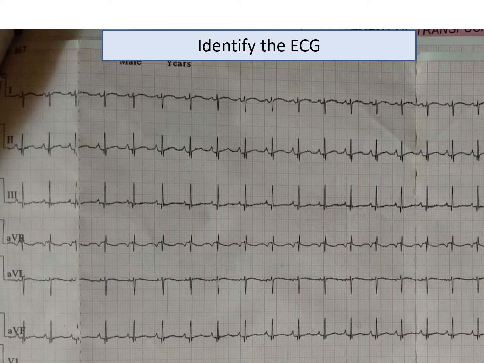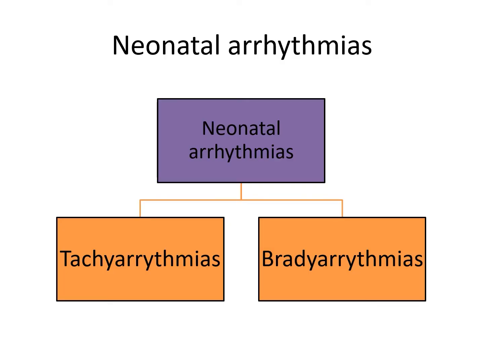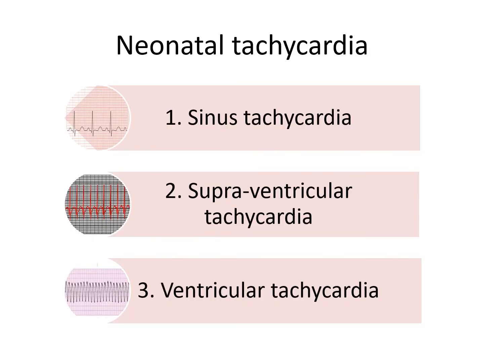After looking at this, we will subsequently move on to the arrhythmias. So broadly, all neonatal arrhythmias can be divided into either tachyarrhythmias or bradyarrhythmias. The topic of discussion of this talk is tachycardias in the neonatal age group. We will first discuss sinus tachycardia and then move on to the abnormal rhythms, which will chiefly include supraventricular tachycardia and ventricular tachycardia.